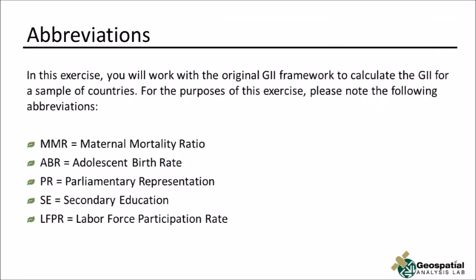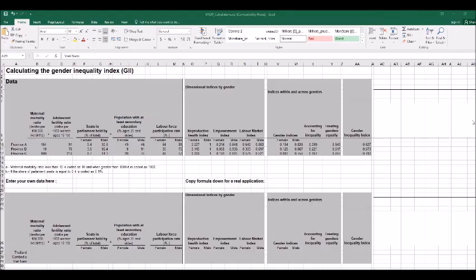In this exercise, you will work with the original Gender Inequality Index framework to calculate the GII for a sample of countries. For the purposes of this exercise, please note the following abbreviations. To begin, let's open the Excel file named UNDP_GII_calculations. This Excel file should contain information on how to calculate gender inequality with example data from 3 countries already inputted into the formula.